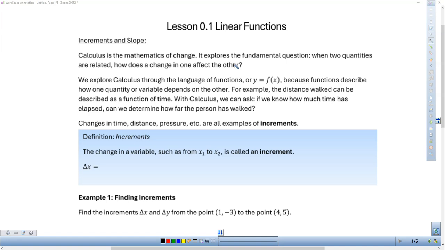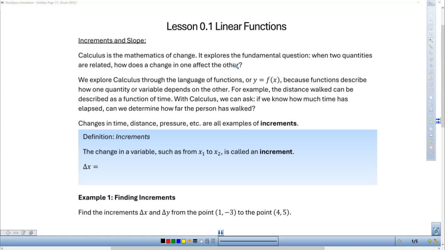So the best way to approach this is through functions, and that's of course very familiar to us. If we are looking at functions from any kind of view, we know that y equals f of x. F of x simply means the function of x, and functions describe how one quantity or variable is going to affect the other. A good example of this is how distance walked can be described as a function of time. When we look at this through the lens of calculus, we ask: if we know how much time has elapsed, for example, can we determine how far the person has walked?